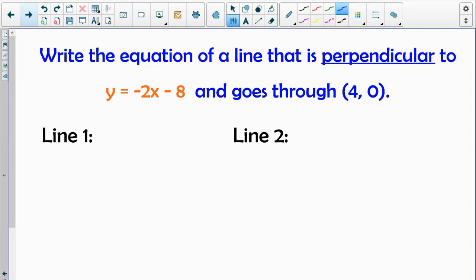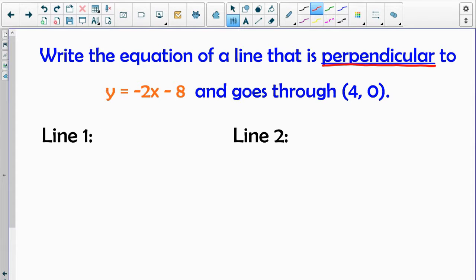Here's one more example. If you feel comfortable doing this, I would encourage you to press pause and see if you can write the equation on your own. If not, continue watching, take notes, and let me know if you have any questions. So write the equation of a line that is perpendicular to y equals negative 2x minus 8. And it also goes through the point 4 comma 0.